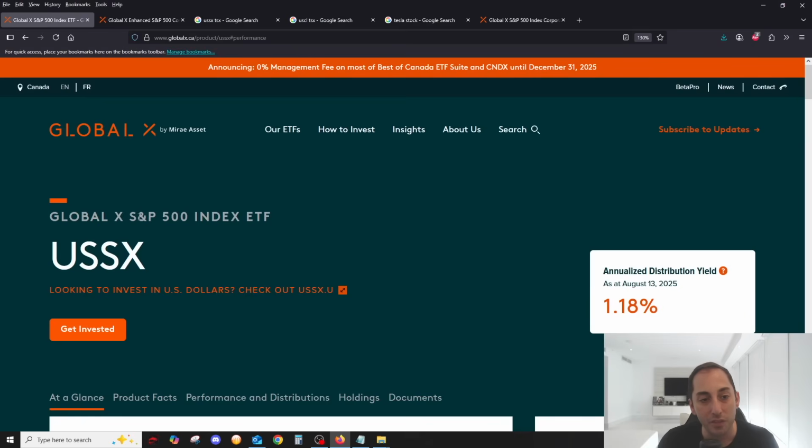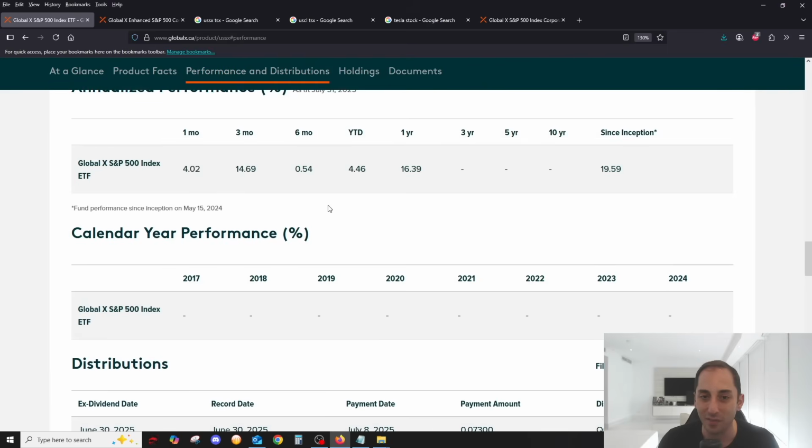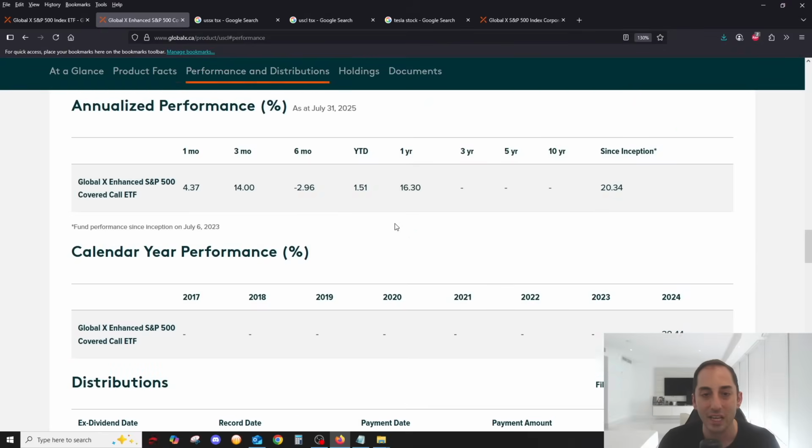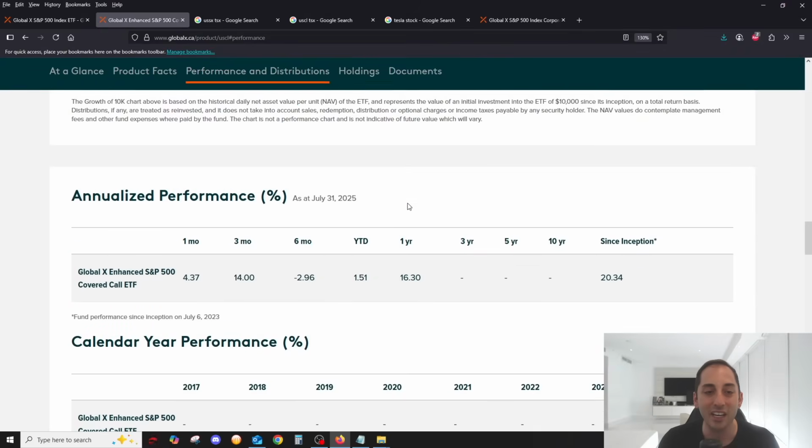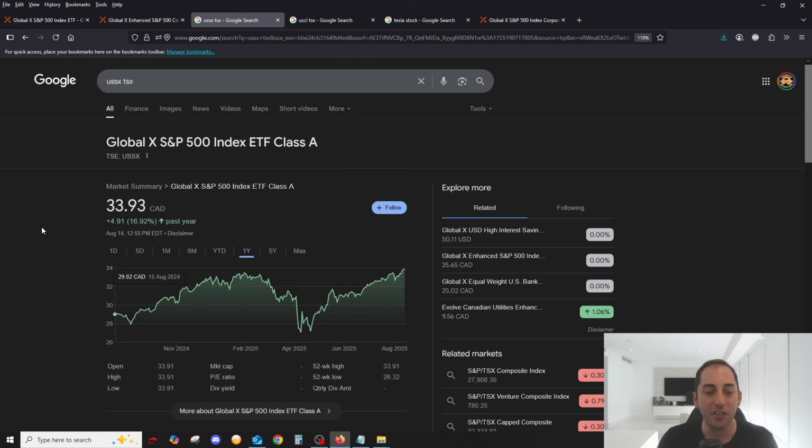That would be false. We see that USSX does have a little bit higher return than USCL, but only a tiny bit, 16.39 versus 16.30. And that is because, everyone, the yield or the distributions being given out to investors is not shown in the stock chart. This is only the stock price return. You got to look at the total return.